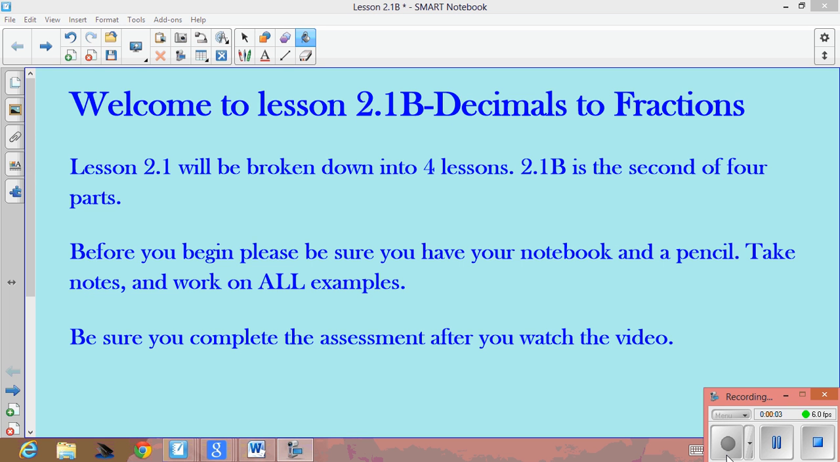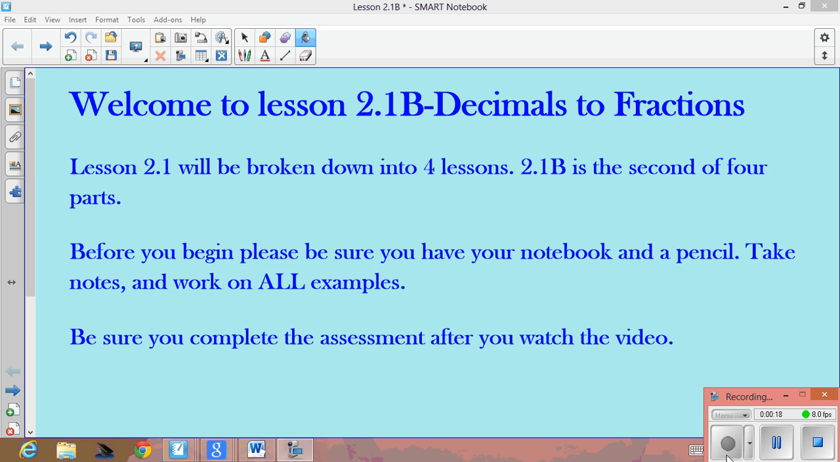Welcome 7th graders to lesson 2.1b. Today we're going to learn how to convert decimals to fractions. Remember, lesson 2.1 is broken down into 4 smaller lessons. This is the second of 4 parts.